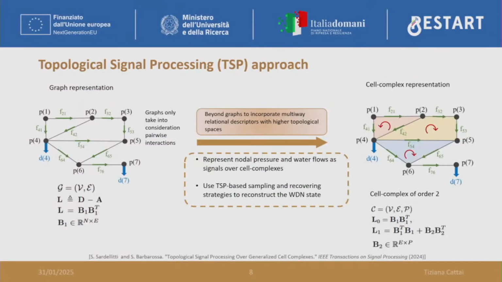But then what is the limitation of graphs? The limitation of graphs is that they only take into consideration pairwise connections between graph nodes. So our idea was to go beyond graphs, trying to incorporate multi-way relational descriptors with higher topological representations through what is called topological signal processing. So our idea is to come to another space that is the space of cell complex representation.